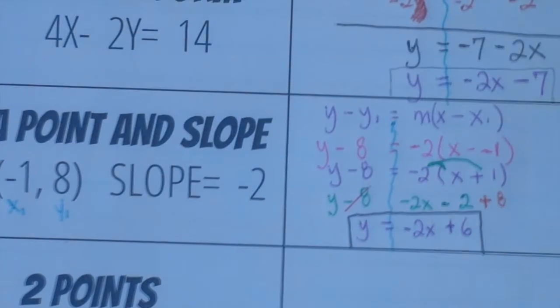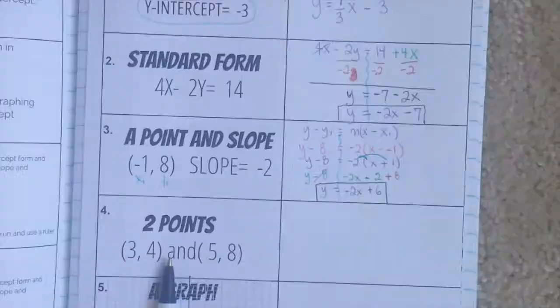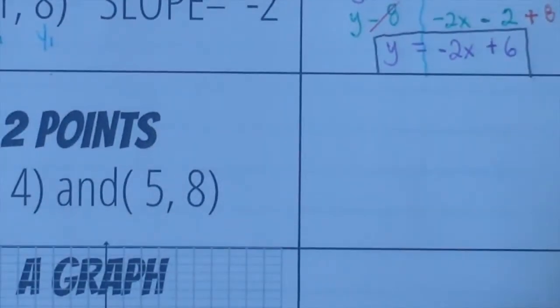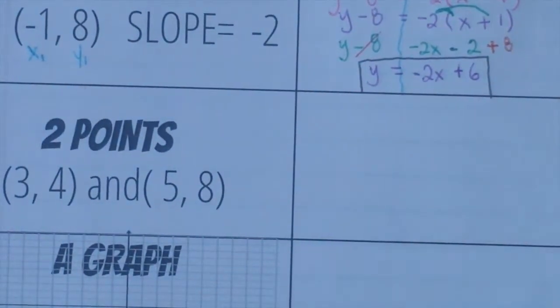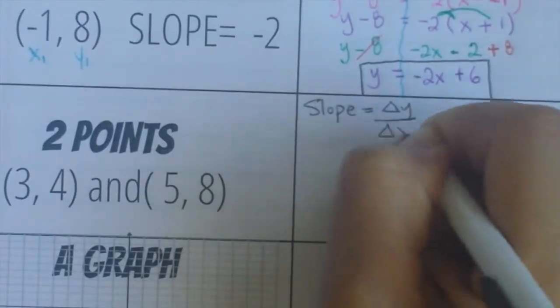And there we have it, y equals mx plus b again. I can write linear equations given 2 points. Again, 2 points is just the same as 1 point and the slope, with one difference: you have to first find the slope. So slope is the change in y over the change in x.